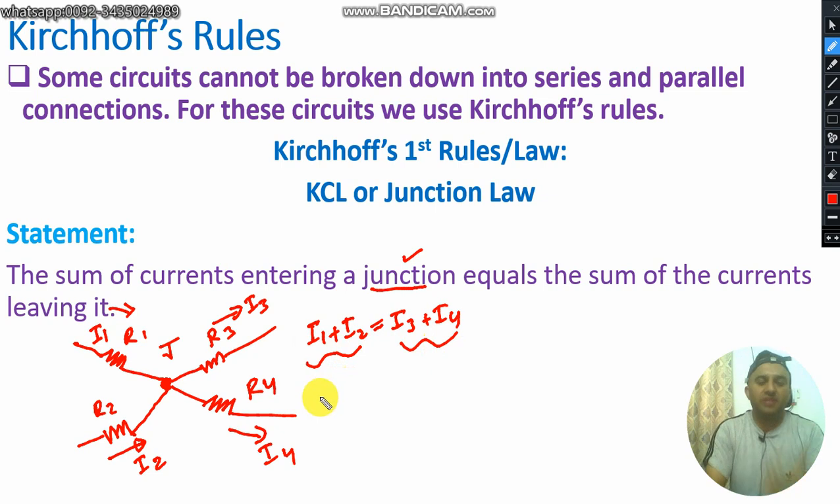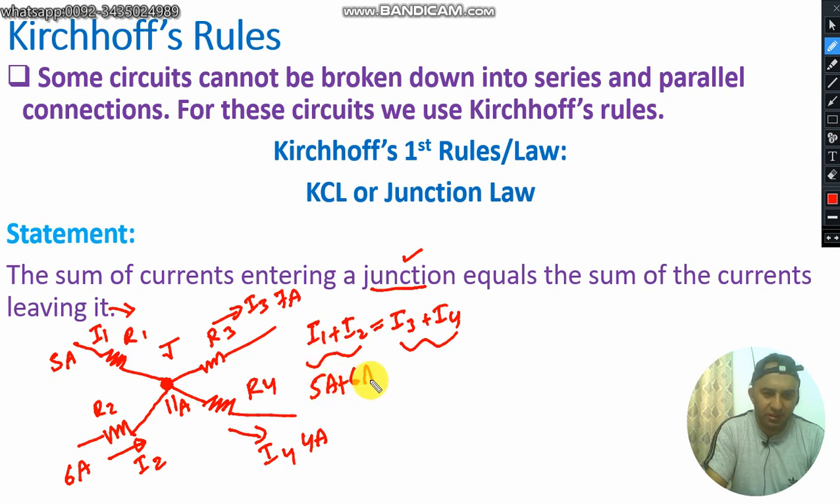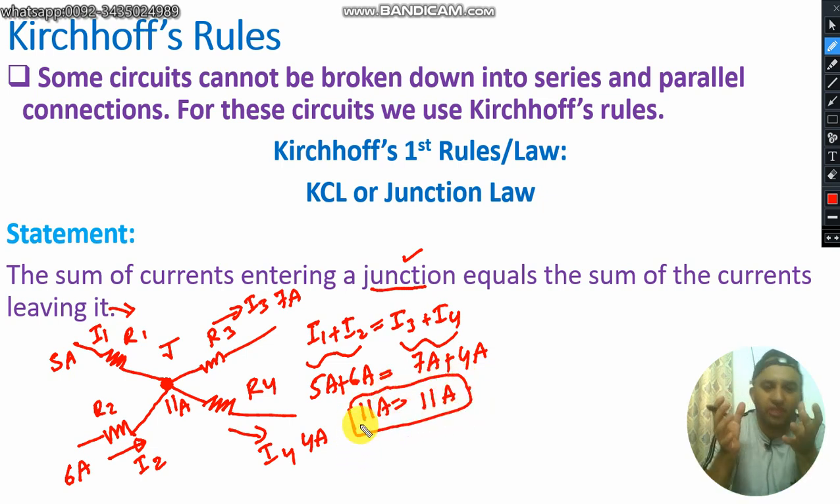Let me give you another simple example. If I1 is 5 ampere and I2 is, for example, 6 ampere, that makes 11 ampere entering into the junction. If I3 is 7 ampere, then I4 must be equal to 4 ampere, so that makes 11 ampere leaving. So the current entering the junction must be equal to the current leaving the junction. This is conservation of current, or conservation of charge.